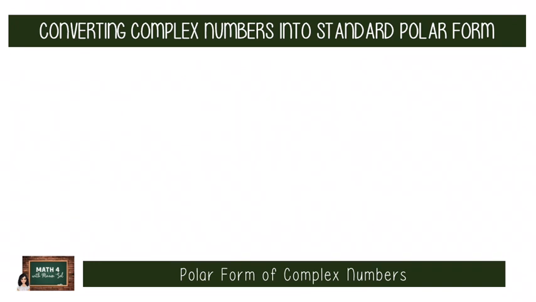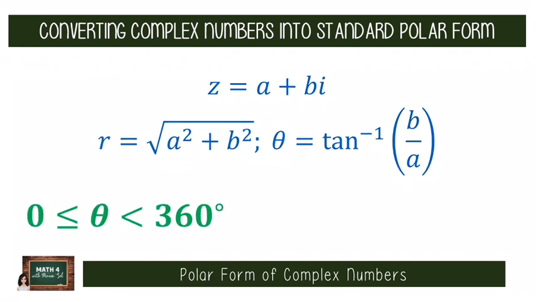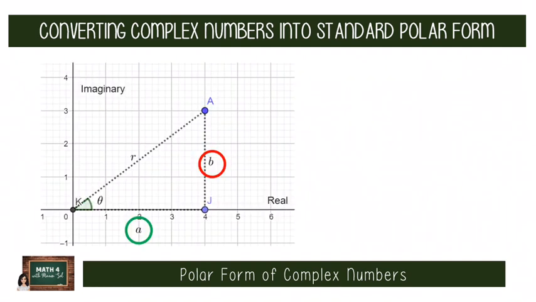Since theta can be negative or sometimes greater than 360 degrees or 2 pi radians, if we restrict it to be between 0 and 360 degrees, then we call it the principal argument of z. In this figure, we see the complex number a plus bi with its modulus r and argument theta.